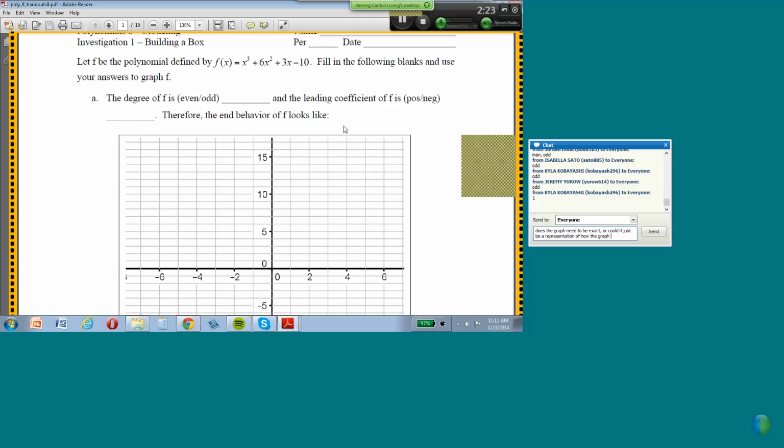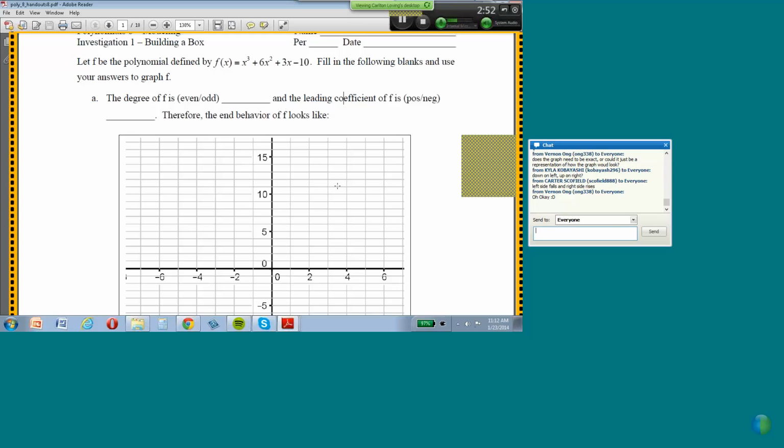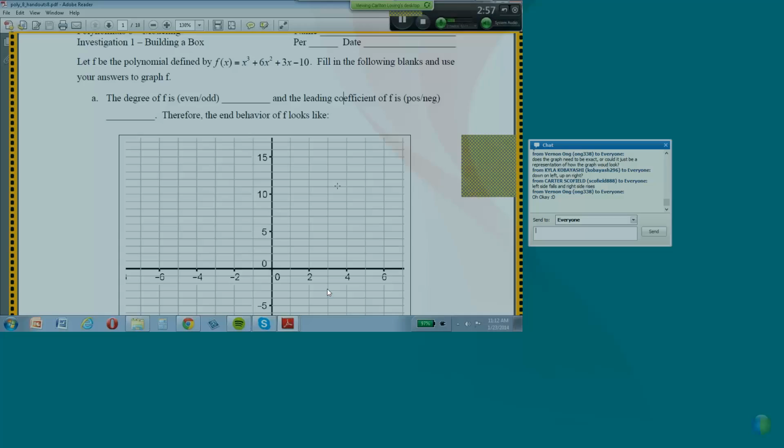Yeah, the leading coefficient is 1. It's positive. It doesn't have to be exact. You're basically just going to take the zeros, take the y-intercept, take the end behavior, and get it to look right. Left side falls, right side rises. I like the way Carter says that. So it falls on the left, rises on the right, and you don't have to plot like 50 points to make sure that you have the curve just so.